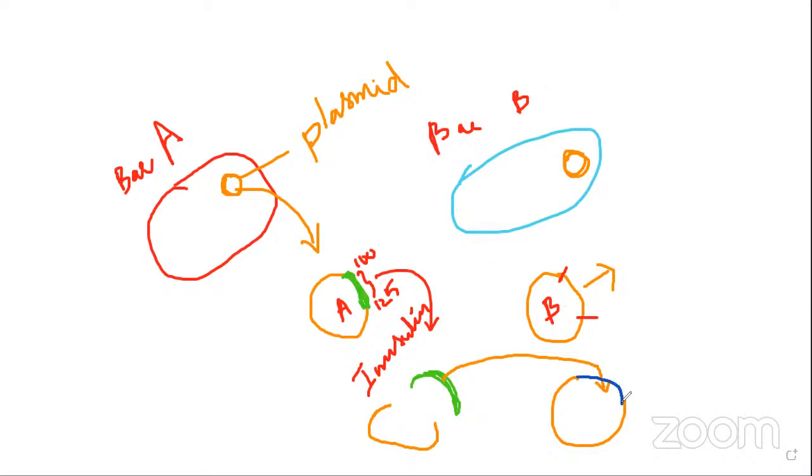After the recombination, this is the A gene. Okay, so the A gene is responsible for the production of what is that? Insulin. Okay, insulin.